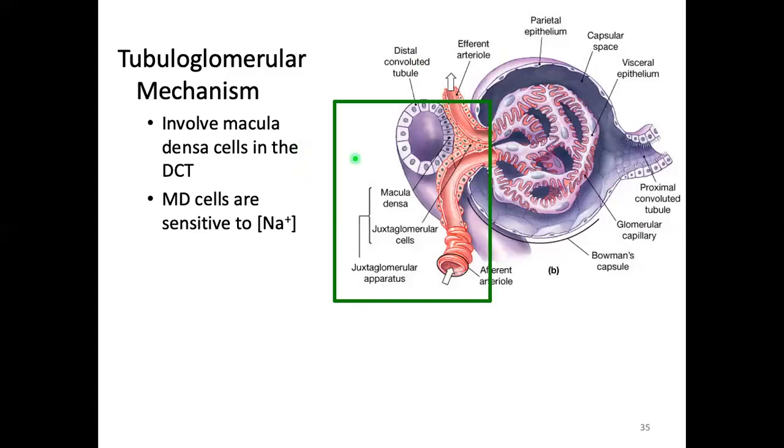Okay, so the tubuloglomerular mechanism involves the macula densa cells in the distal convoluted tubule. These macula densa cells are sensitive to sodium. So I want you to focus on this green box. Here's your afferent arteriole, right? Glomerulus, efferent arteriole. In between the afferent and efferent arteriole are the juxtaglomerular cells.